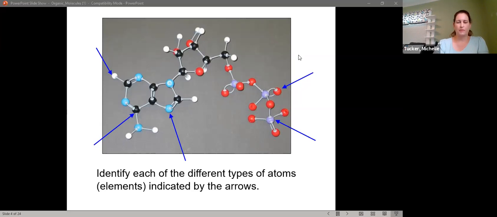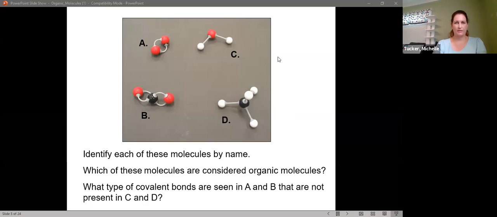Okay, but we'll go back to this. Okay, so for something like this, black represents the element carbon, blue is nitrogen, purple is phosphate, white, hydrogen, and red, oxygen. Very good.